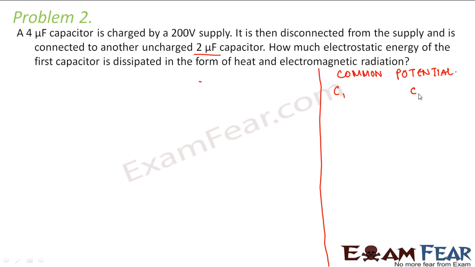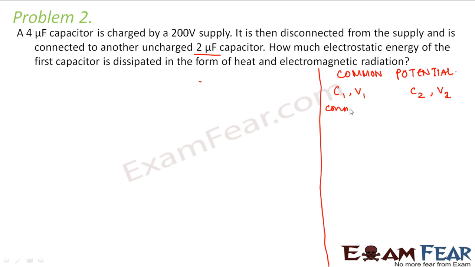If I have two capacitors of capacitances C1 and C2, and let us suppose C1 is charged to some potential V1 and C2 is charged to some potential V2, and they are connected by a conducting wire, what will happen? The charge will flow from higher potential to lower potential till the potential becomes equal. This common potential which is achieved at the end is known as common potential.